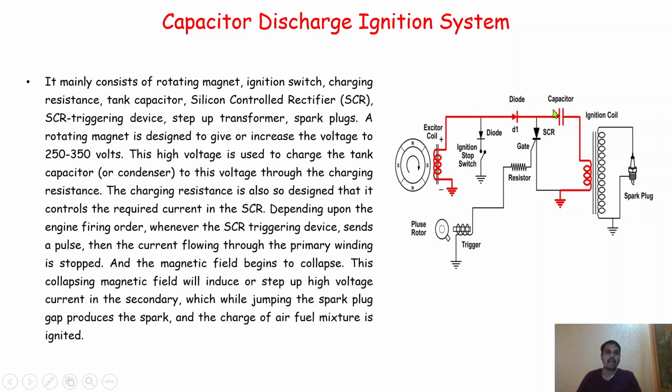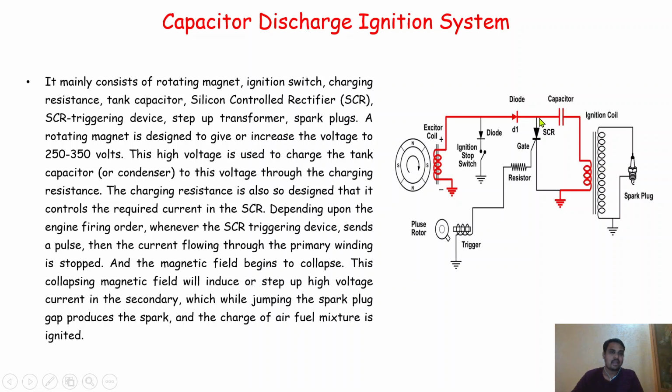Here we have the diagram or the construction of this capacitor discharge ignition system. It consists of one rotating magnet which has a north and south pole. It is always rotating in the clockwise direction as the crankshaft rotates. There is one exciter coil just in front of this rotating magnet. Then there is one diode connected to one ignition stop switch. The exciter coil is also connected with one more diode, which is connected to one more device, called a capacitor.